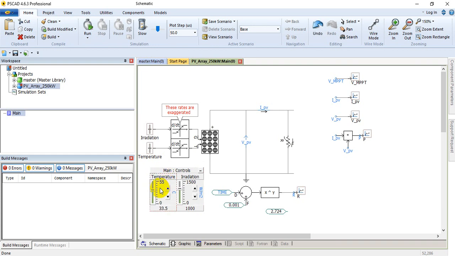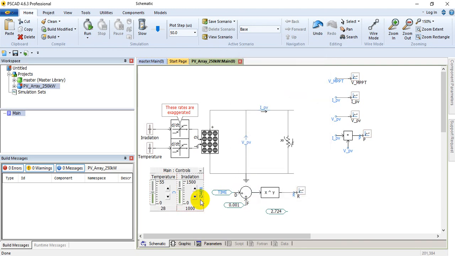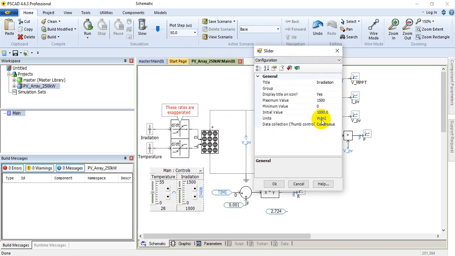If we double click on this control slider, you can see the maximum value of temperature is 55 degrees, the unit is also given, and the minimum value is 0, but the initial value it will take is 28 degrees centigrade. Similarly, the irradiance in watts per meter square is given, and the initial value is 1000, which is the standard irradiance at standard temperature conditions, mostly taken as 1000 watts per meter square. The minimum value is 0 and the maximum goes up to 1500, but it depends upon the effective hours of the location as well. In this simulation we are using the standard value, 1000 watts per meter square.